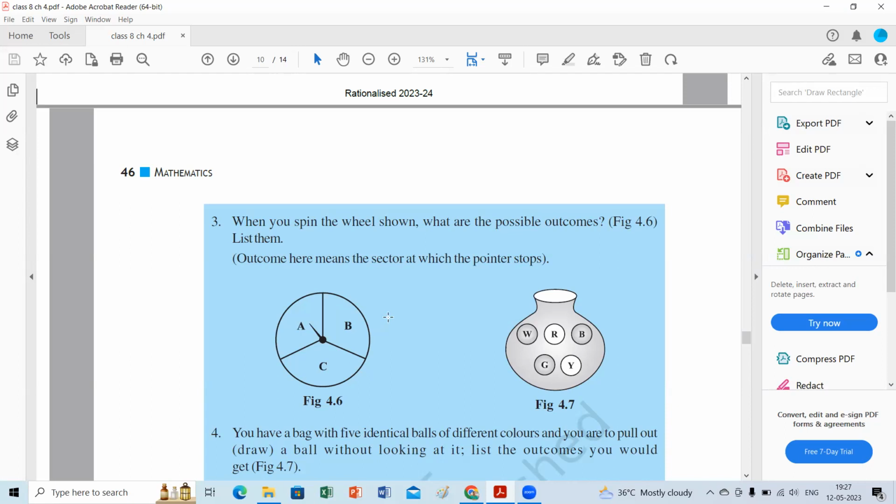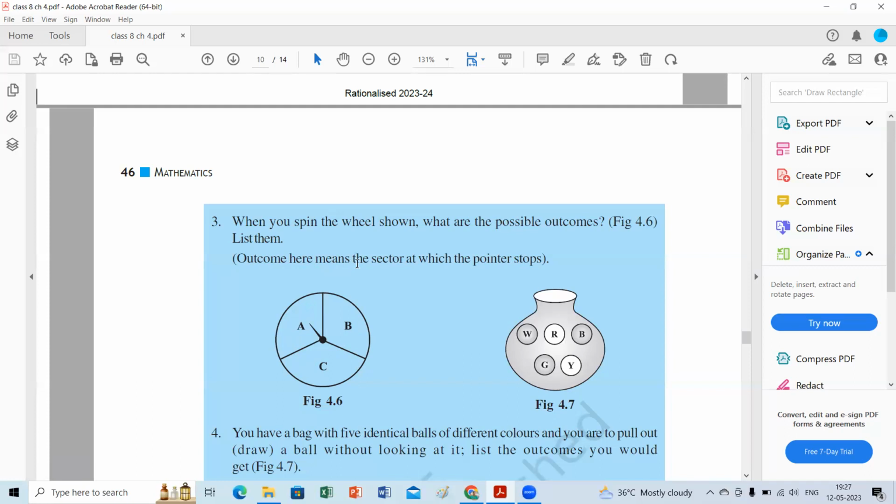What is the possible outcome for getting A? 1 by 3. Why is D 0? Because there is no D. Yeah, no D here. Only 3 chances. 3 sectors it is divided. Maybe the pointer is on A, on B, or on C. These are only 3 possibilities.